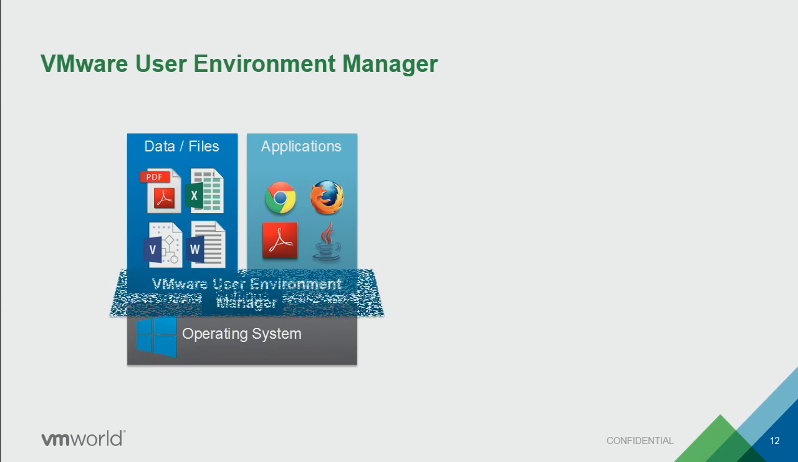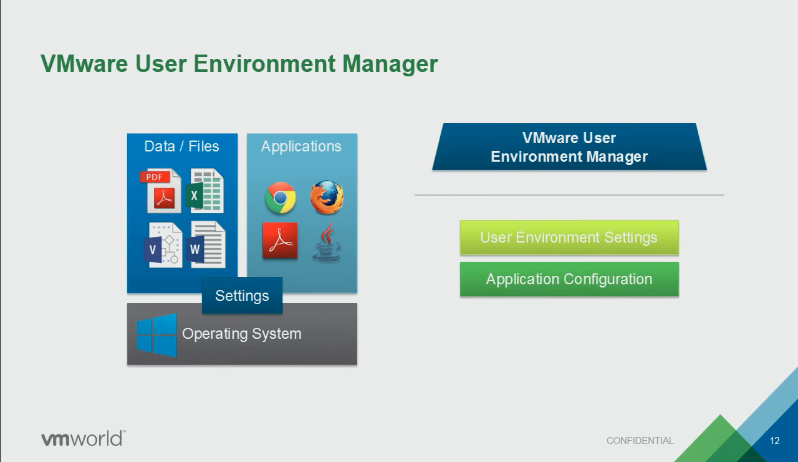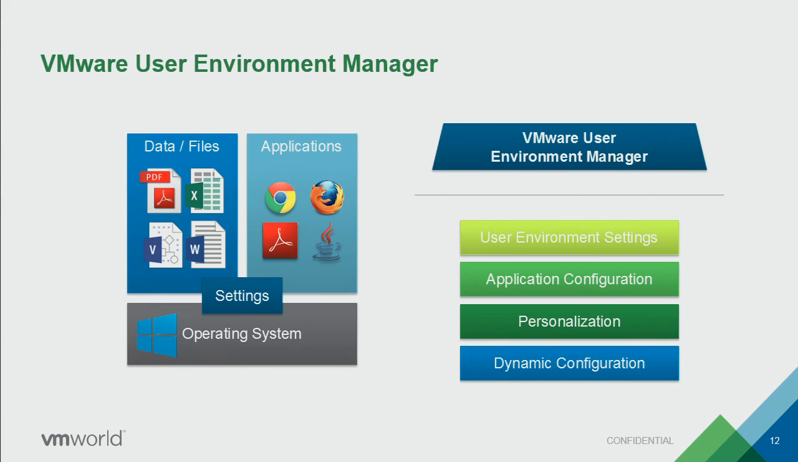So User Environment Manager comes in and starts by grabbing user environment settings. It grabs the application configuration. For each application on the desktop, it's actually grabbing those configurations, window size, default fonts, things like that. Personalization, everything that the user does, changes their background, changes their screensaver, captures that as well. And then it also allows you to do some dynamic configuration. We're going to talk about each of these areas in detail next.